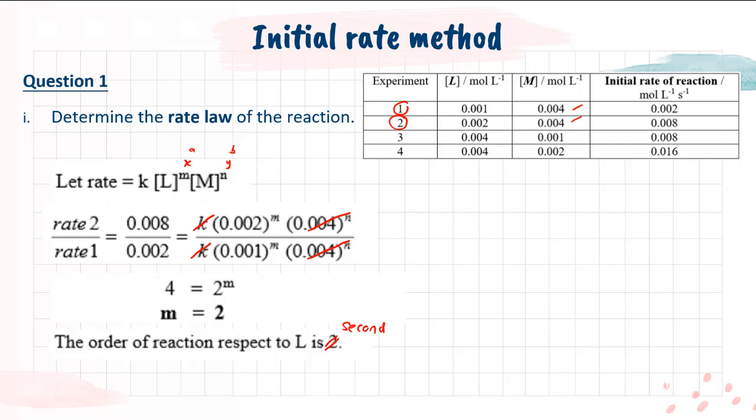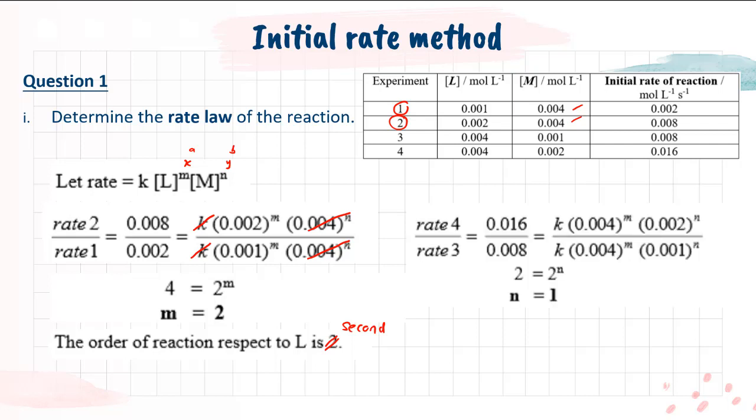Next, we want to compare another two sets. For experiments 3 and 4, if you can see over here, the concentrations for L are the same. So we can cancel off and leave only the unknown n. K and k cancel. Concentrations for L cancel as they are the same. Then you leave with n. So now you get the value 1 for n, and this refers to first order. So write down your sentence: the order of reaction with respect to M is first order.